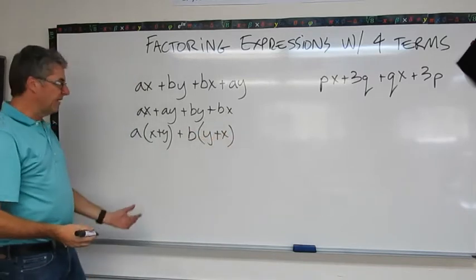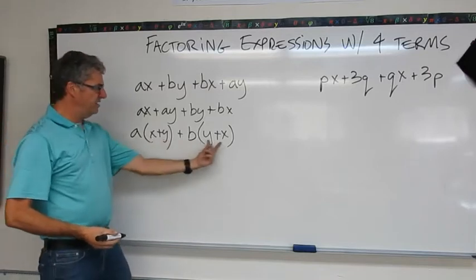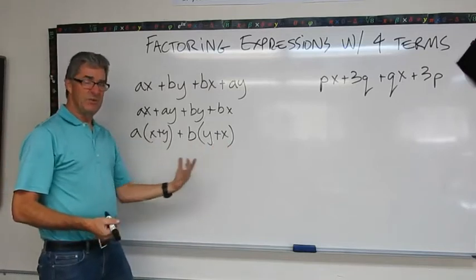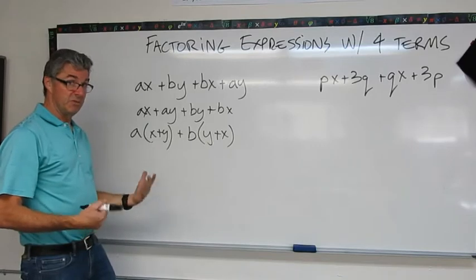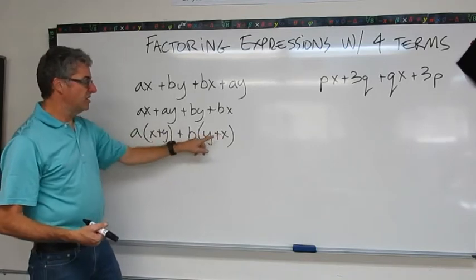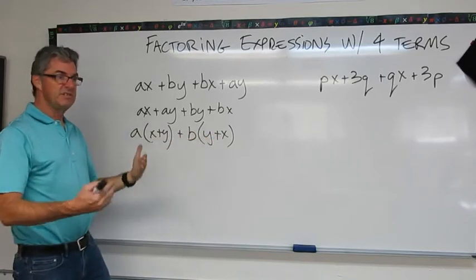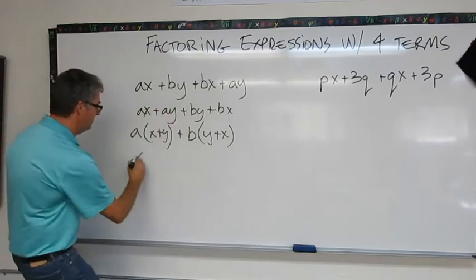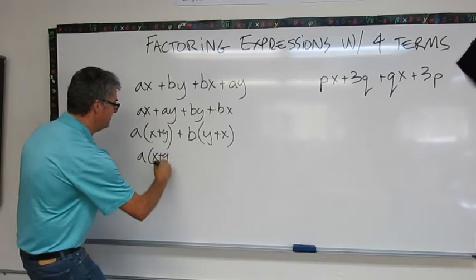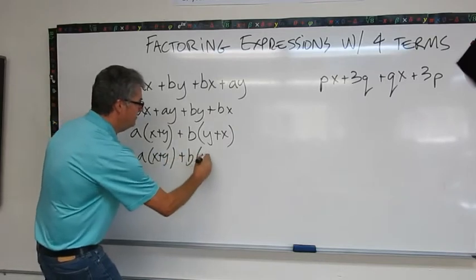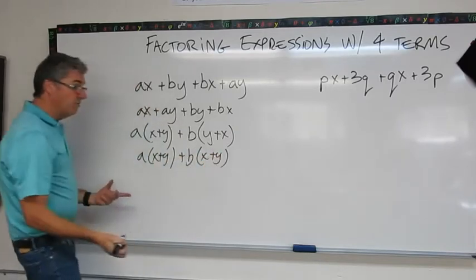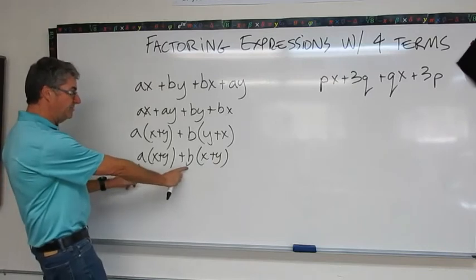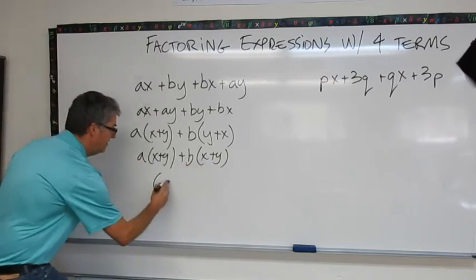Now, you might be wondering, x plus y, y plus x. Did we do this right? We did, and we can change the order. It's plus, so addition is associative. It doesn't matter what order you do your addition in, it's still the same. So I'm going to rewrite this as a times x plus y plus b times x plus y. And now we see that we have a plus b times x plus y.